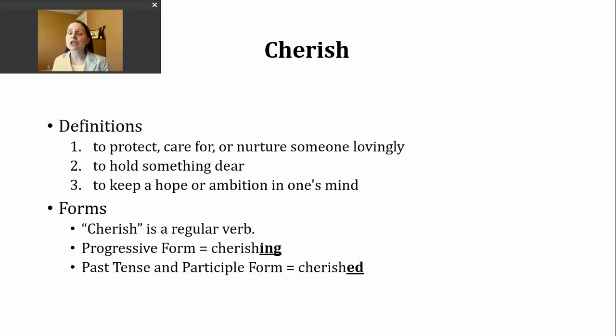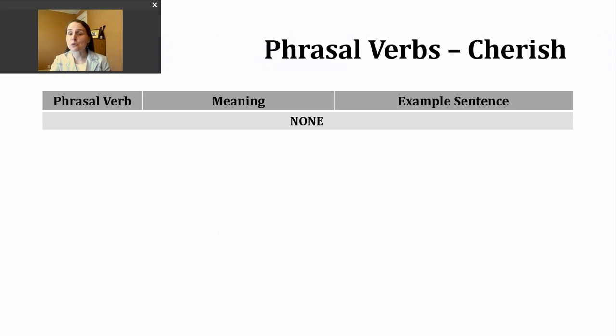You should know that cherish is a regular verb. To make the progressive tense, all you would need to do is add ing to form cherishing. The past tense and participle form of this verb are made by adding ed. The base verb, cherish, ends in this unvoiced sh sound. So our ed is going to make a t sound. Cherished, cherished.